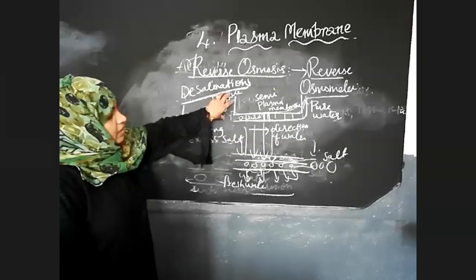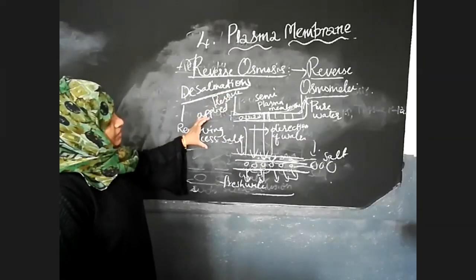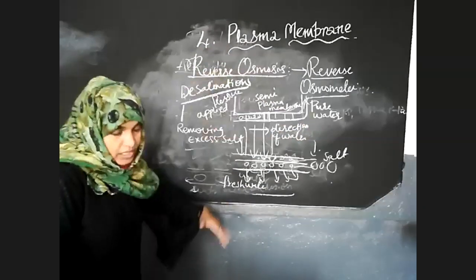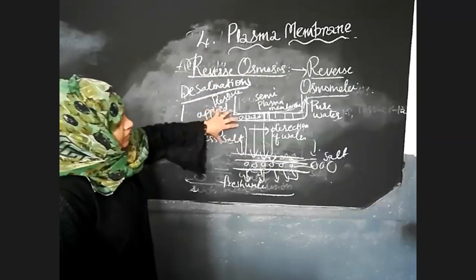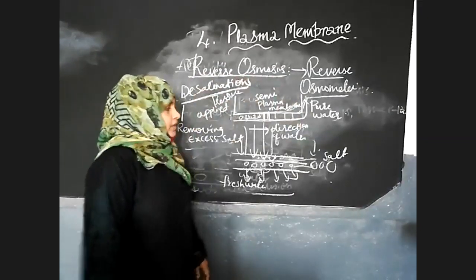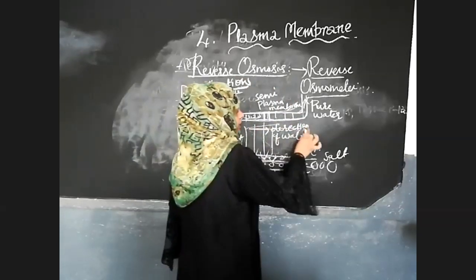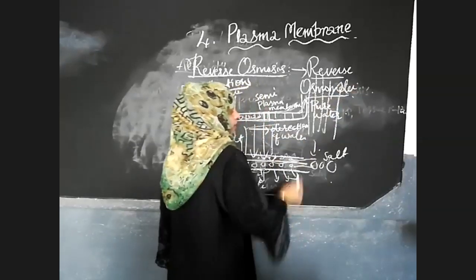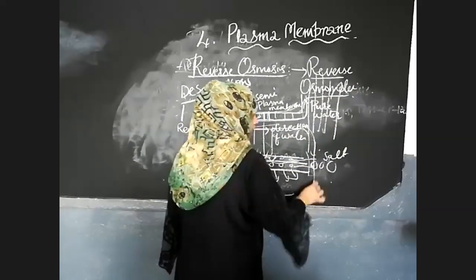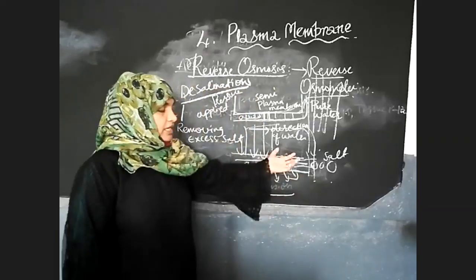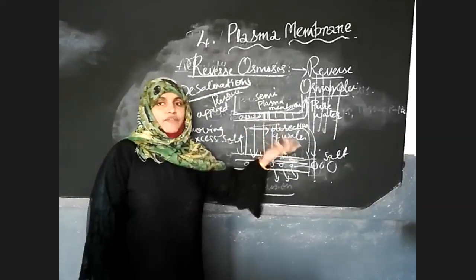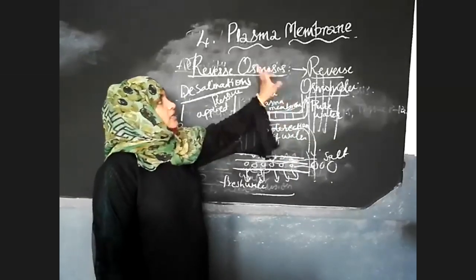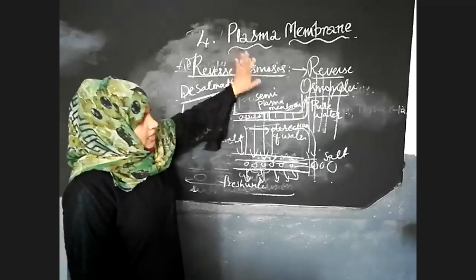A pressure flow machine is arranged here, and from this side the water is flowing. Here it is giving the pressure to the water. When the pressure is applied, the water moves over the membrane. Then the water gets filtered and the pure water will move up this way, and the impure water will go down. What is the impure water? It is nothing but water having a high amount of salt. Such a process is done with the help of a machine.